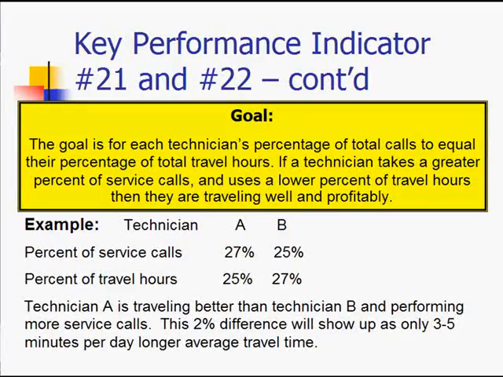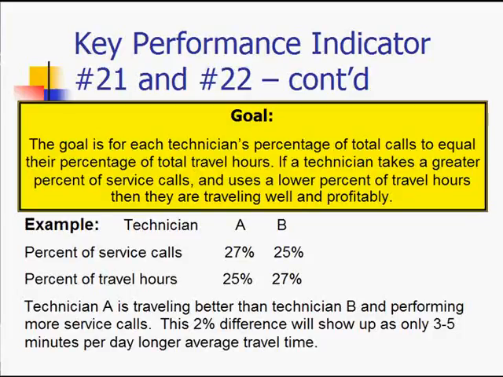Let's look at an example here. We have Technician A and we have Technician B. In terms of our percentage of service calls, Technician A took 27% of the calls and only 25% of the travel hours. That means he's doing really, really well. Now, on the other hand, Technician B had 25% of the total service calls and he had 27% of the total travel hours. That means Technician A is traveling better than Technician B and performing more service calls. This 2% difference will show up as only 3 to 5 minutes per day longer average travel time.